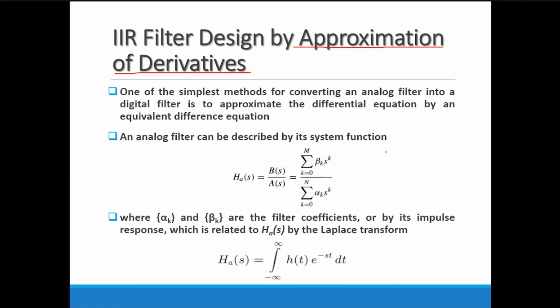An analog filter can be described by its system function, which we already wrote on the previous slide. H(s), here I represent the numerator and denominator with the b and a coefficients: B(s) over A(s) is equal to the summation from k equal to 0 to M of beta k s raised to k, over the summation from k equal to 0 to N of alpha k s raised to k. Alpha k and beta k are the filter coefficients, or by its impulse response, which is related to H(s) by the Laplace transform. So you can represent this with the help of the Laplace transform also: H(s) is equal to the integration from minus infinity to infinity of h(t) e raised to minus st dt.